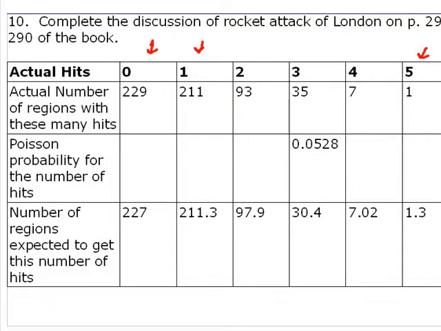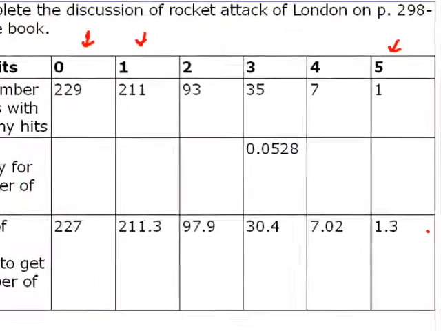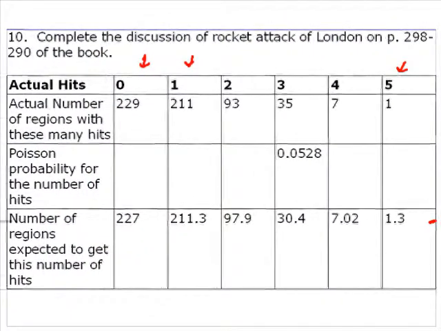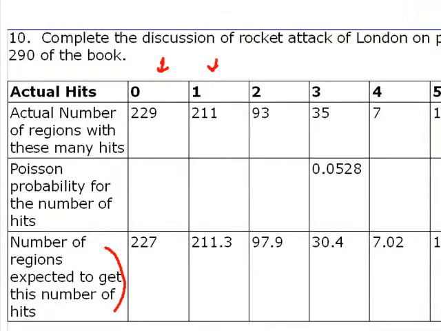And actually, here are the numbers. I gave you the answers here, but I want you to calculate them. The idea is that it agrees very closely. Here is the number of regions you expect to have gotten this number of hits. By the distribution, you expected 227 regions to get no hits. Well, 229 actually got no hits.